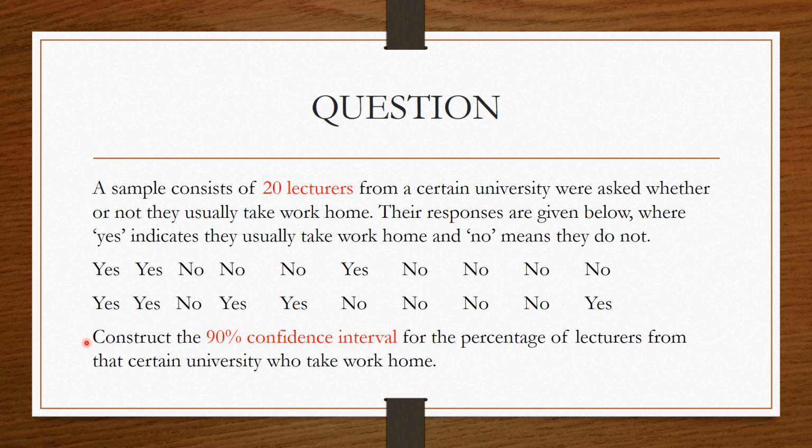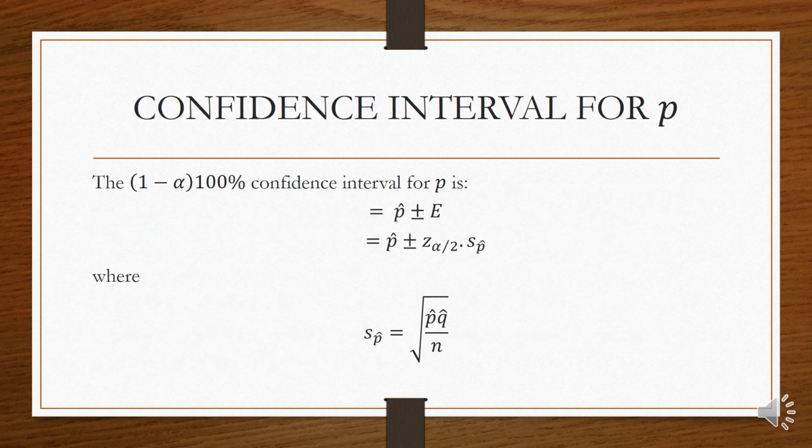Now we want to construct the 90% confidence interval for the percentage of lecturers from that certain university who take work home. Remember this formula? Yes, I think you are quite familiar with this formula. This is the formula for us to find the confidence interval for population proportion.